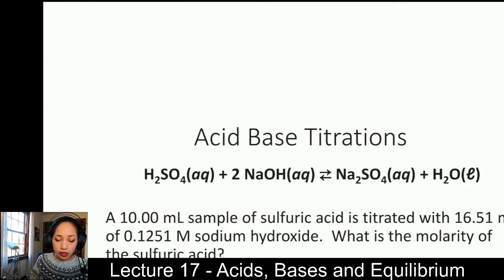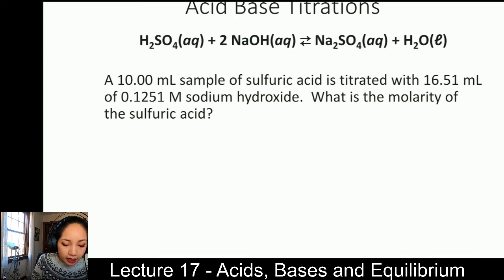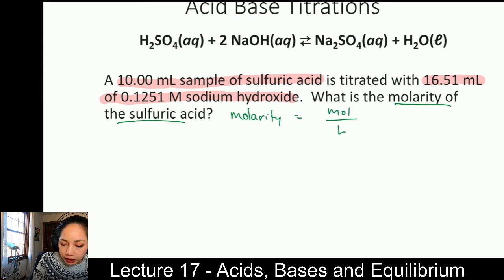So let's use these skills in a titration problem. We have a 10.000 milliliter sample of sulfuric acid, and it's titrated with 16.51 milliliters of 0.125 molarity sodium hydroxide. What is the molarity of sulfuric acid? So remember, molarity is equal to moles over liters.